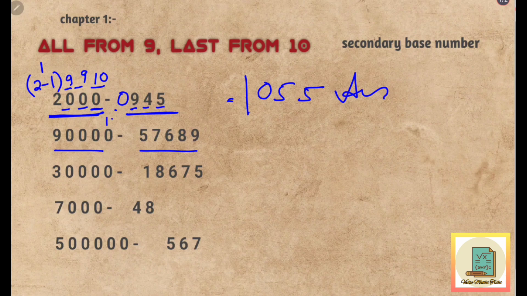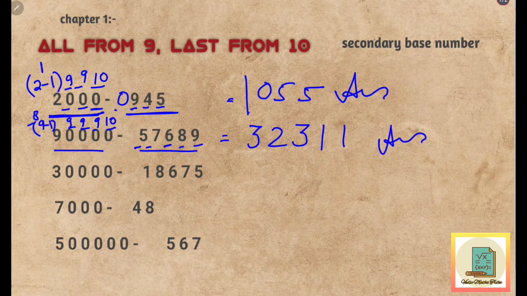Now last 0 we'll consider as 10, rest all zeros as 9, and we'll subtract 1 from 9, which gives you 8. Now 10 minus 9 gives you 1, 9 minus 8 gives you 1, 9 minus this 6 gives you 3, 9 minus 7 gives you 2, and 8 minus 5 gives you 3. So 3, 2, 3, 1, 1 is the answer.